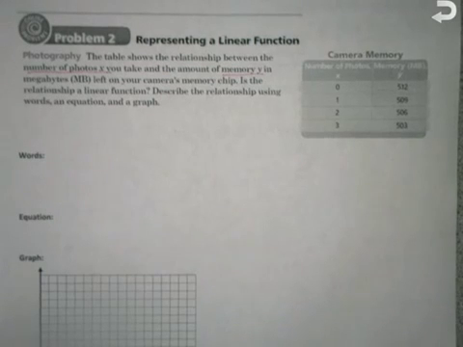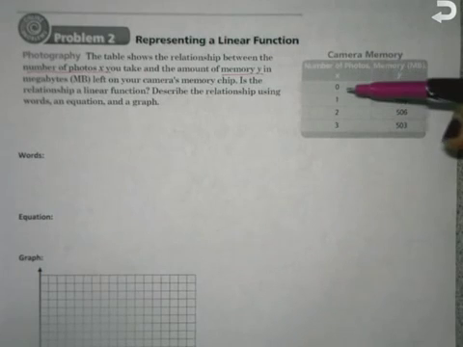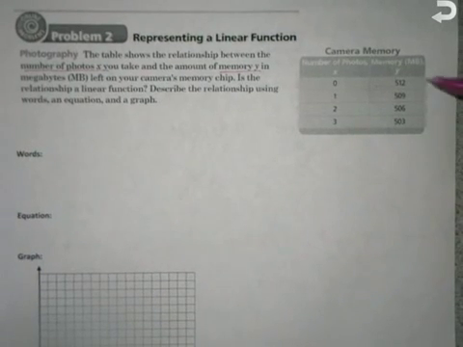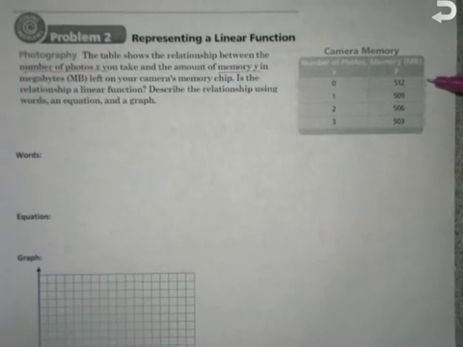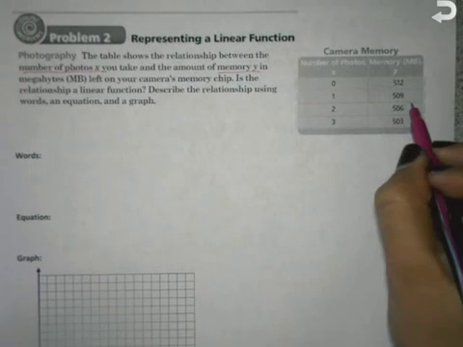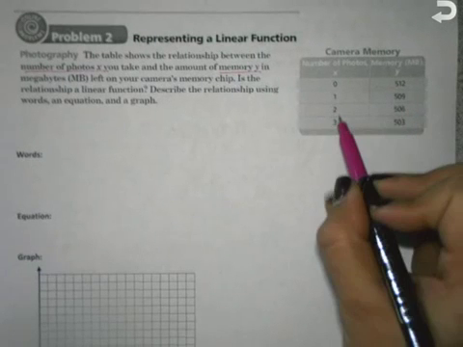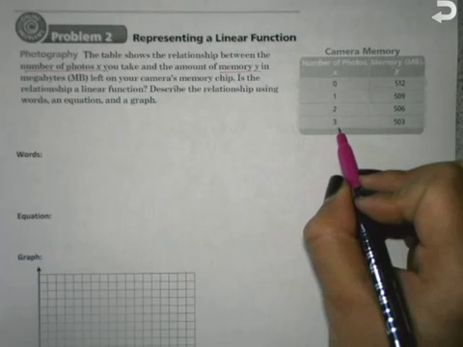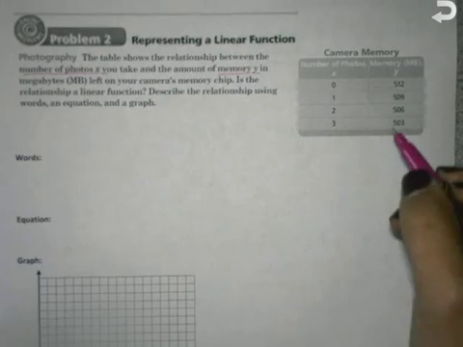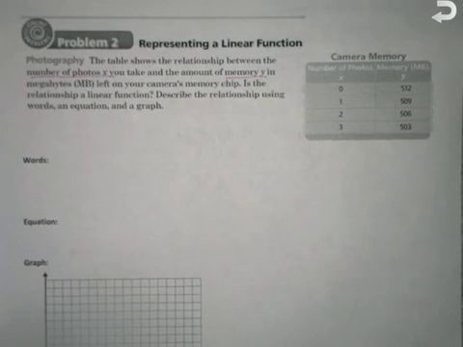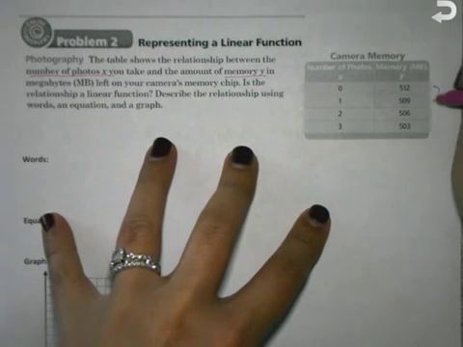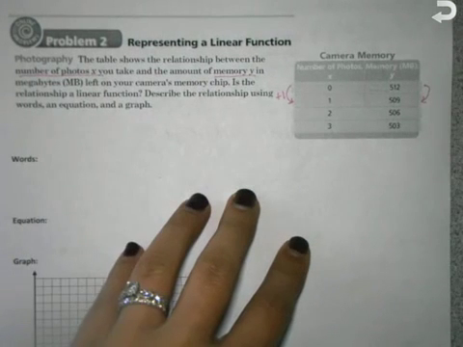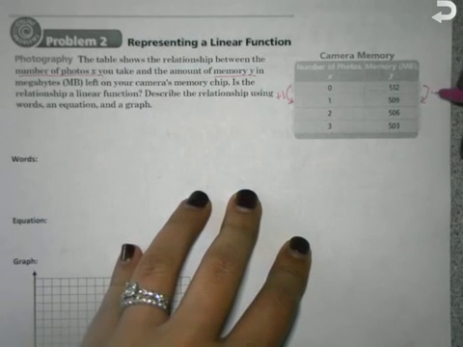So let's take a look at the chart. We start with 0 photos, so that means there's nothing on the memory card, right? So how big is the memory card? 512 megabytes. When we take 1 photo, then we have 509 megabytes. When we take 2 photos, we have 506 megabytes. And then when we take 3 photos, we have 503 megabytes left. So what's happening every single time? It's decreasing by 3. So if we add 1 photo to our memory card, we subtract 3 megabytes, right?